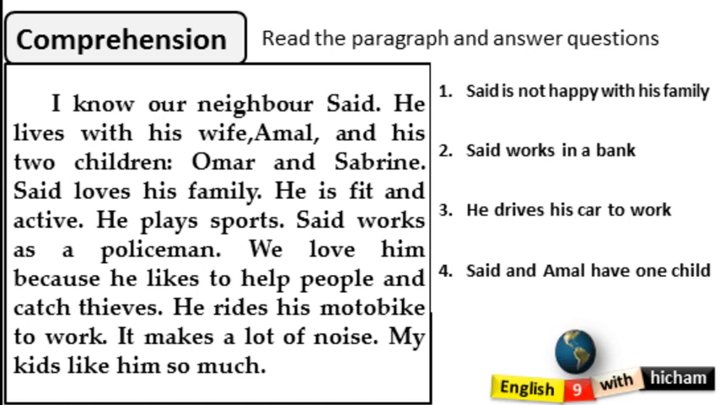Good. So my friends, you have these sentences. Number 1, Saeed is not happy with his family. Number 2, Saeed works in a bank. Number 3, he drives his car to work. And number 4, Saeed and Amal have one child. So my friends, you have some wait time. I want you to listen carefully, and you grab your notebook and you start working. You have 3 minutes. This is your wait time, your thinking time. You reflect on the activity. You write down your answers and we shall meet in just a moment.